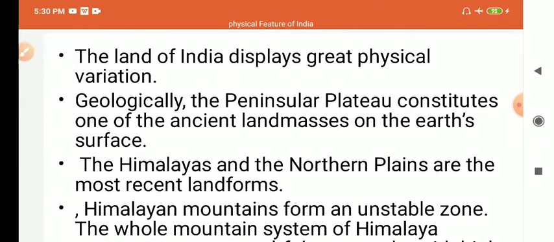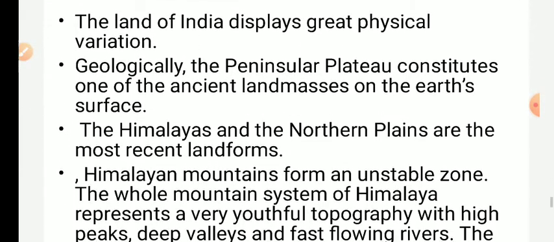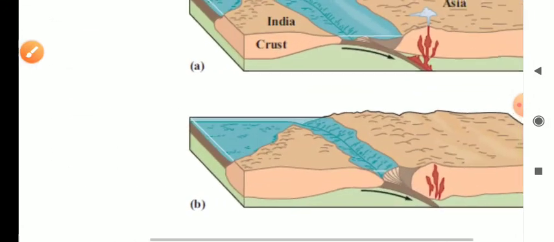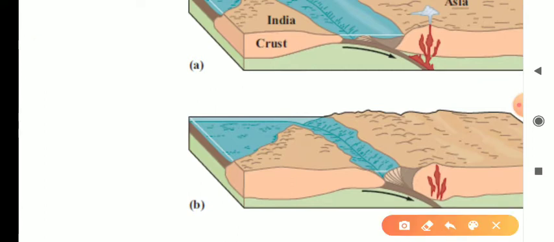Now, the land of India displays great physical variation. Geologically, the peninsular plateau constitutes one of the ancient landmasses. This India was very old because it was part of Africa. But Himalaya is quite young because it was formed by plate tectonics. So the Himalaya is young and the Indian plate is very old.